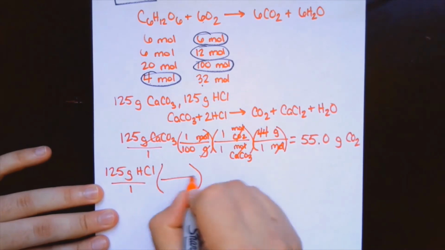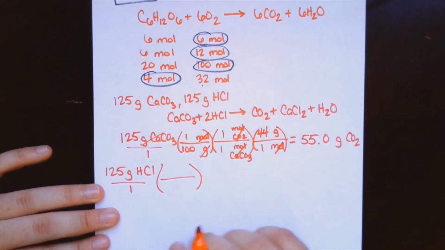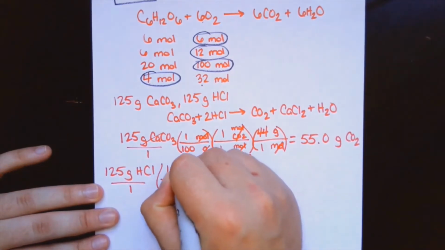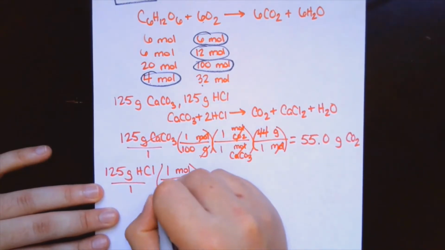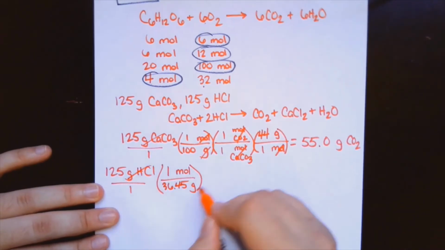Now we have to use the molar mass. So we just do the exact same setup. We basically just plug in the information for HCl instead. So the molar mass for HCl is 36.45 grams per mole. Then you cancel it out.